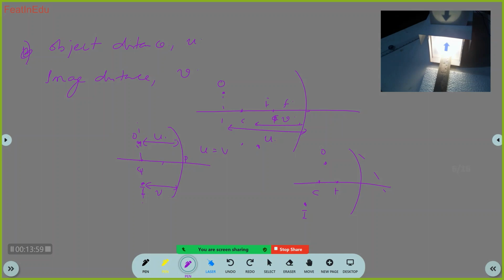It happened. I kept the object beyond C. Did the image form between C and F? Yes. I kept the object between C and F. Where was the image? Beyond C. This happened? That is what we have understood. Now, why does it happen? We have to analyze it theoretically according to the laws of reflection and the properties of the mirror. That is how science should be learned.